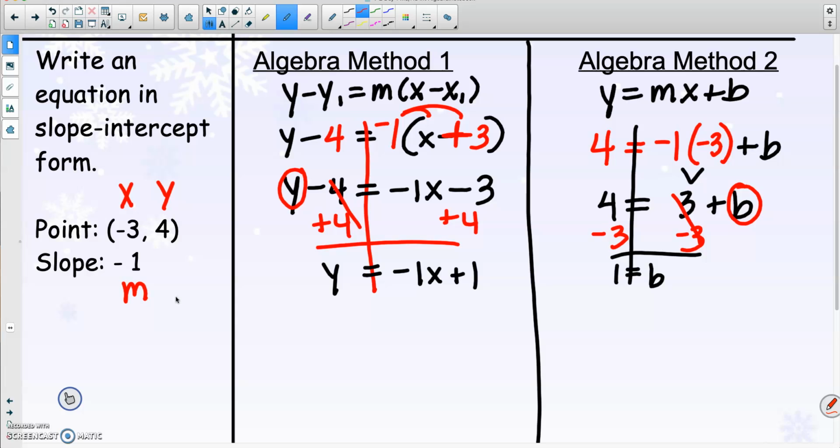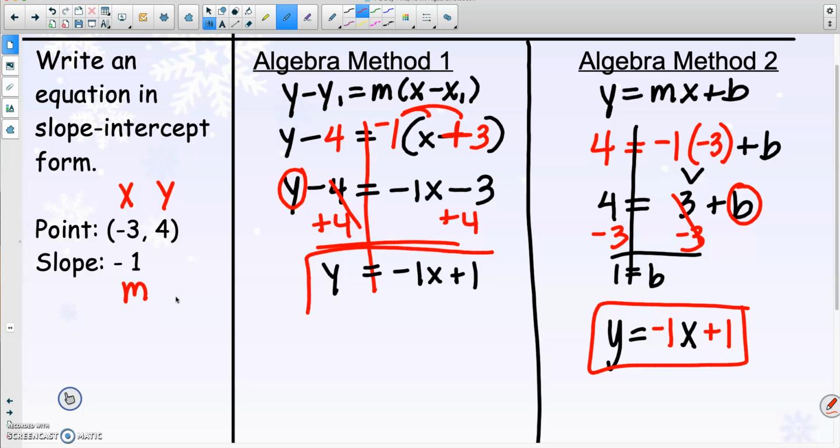So make sure if you use this method, you remember that you're actually trying to write a slope-intercept equation for the line. So you have to remember to write the equation at the end. So I plug in my slope, which was negative 1, and my intercept is positive 1. So either way, y equals negative 1x plus 1.